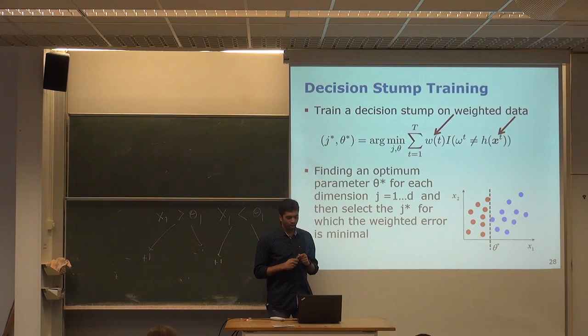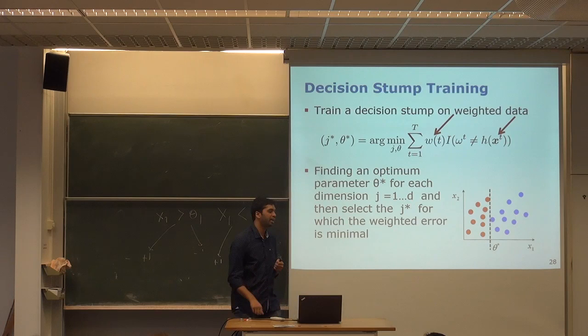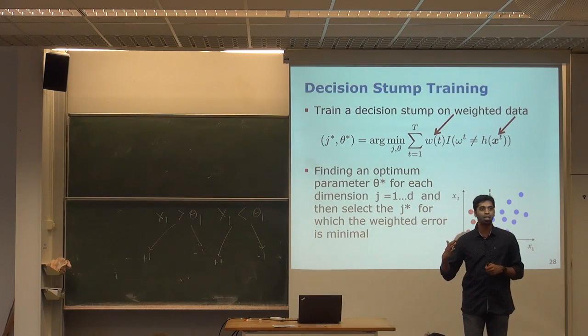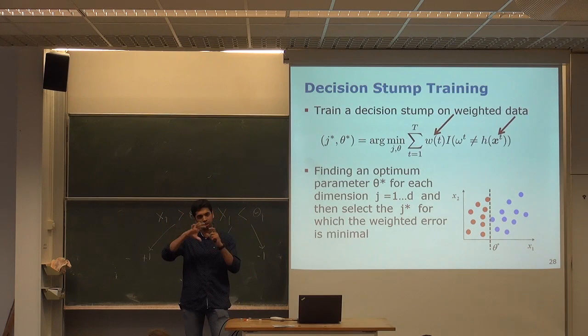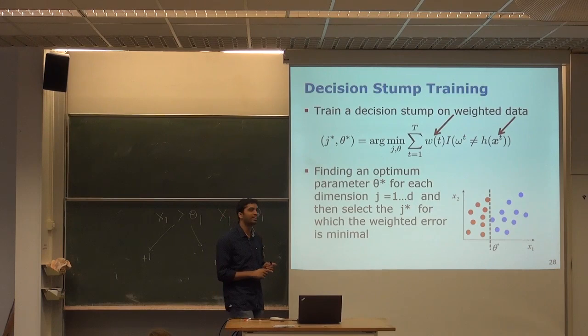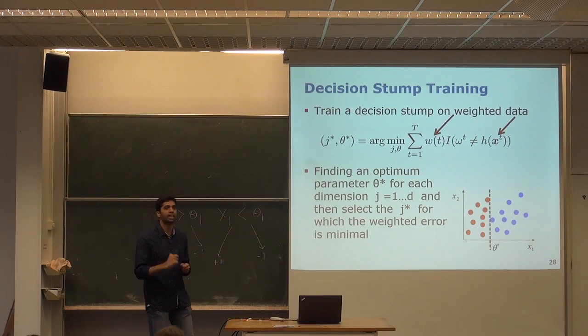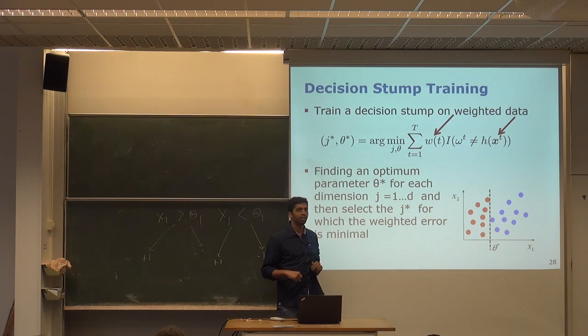So what does it mean to train a stump? Last time we saw training a decision tree. In training the decision tree, we talked about splitting the space such that the entropy, or the noise, in the split partitions is as small as possible. For a decision stump, it's easier because you just have one question, one threshold theta to decide. You say, give me that theta which minimizes the weighted error.